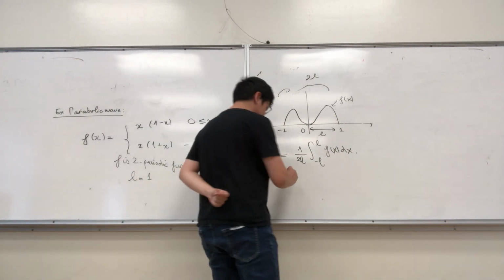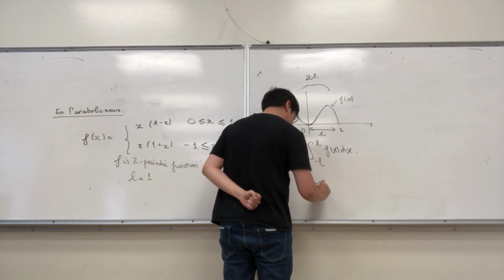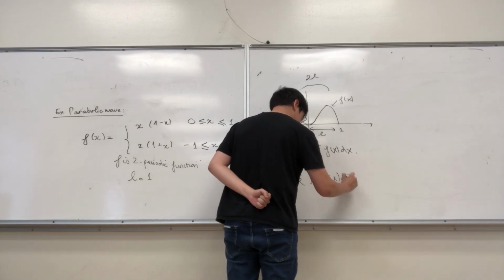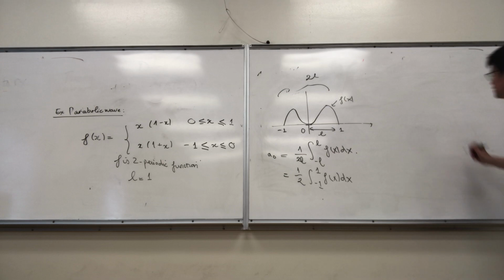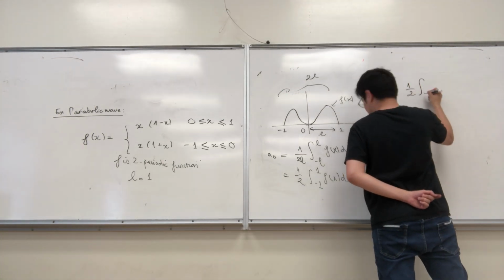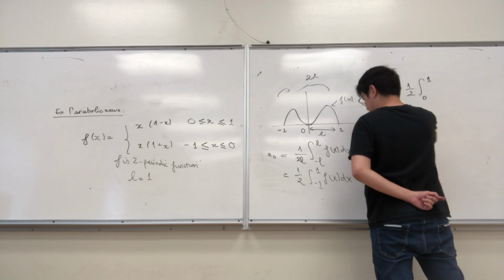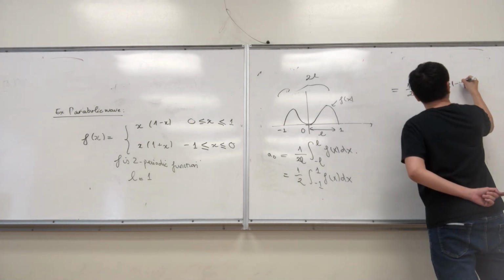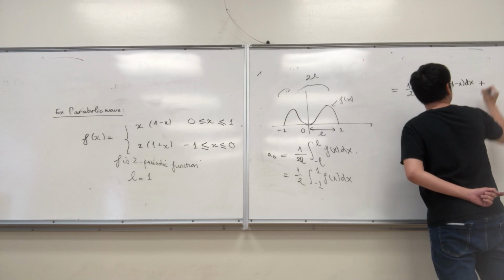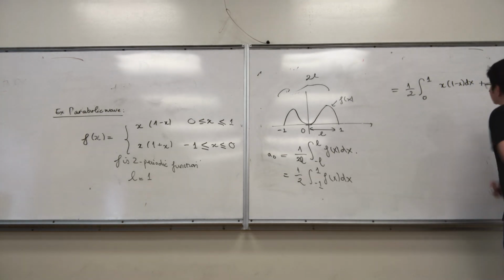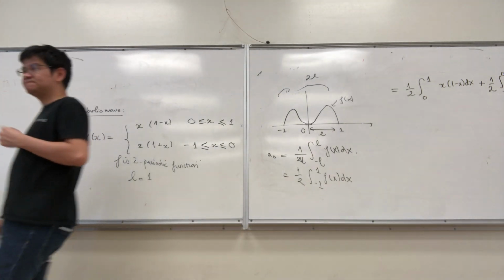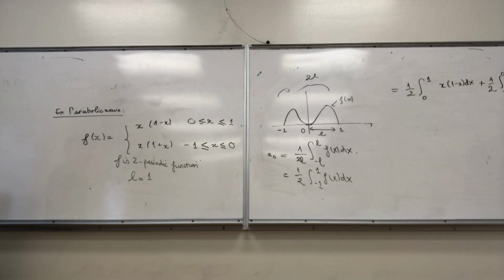So in this case, I'm going to replace L by 1. So I have 1/2 integral from minus 1 to 1 of f(x) dx. Again, what I do is split this into 2 integrals. The first one will be 1/2 of the integral from 0 to 1 of x(1 minus x) dx. And the second one will be 1/2 of the integral from minus 1 to 0 of x(1 plus x) dx. Questions? Is it clear?